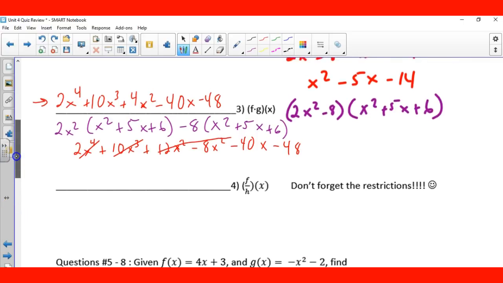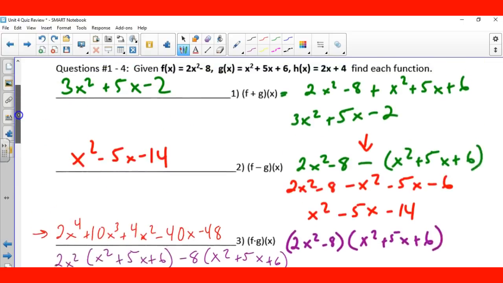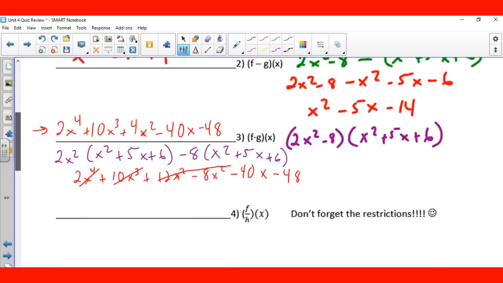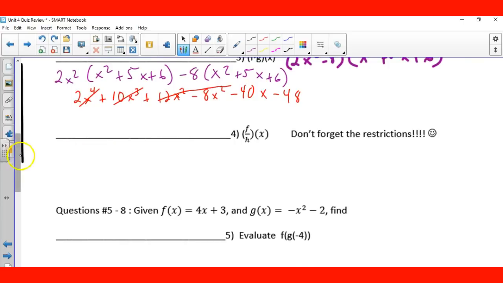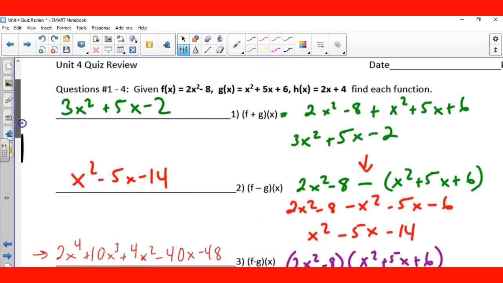Now we have f divided by h. Now, don't forget the restrictions. Let's write this out. The function f divided by h, 2x plus 4. So we have 2x squared minus 8 divided by 2x plus 4. That's h at the bottom right there. Is it 2x plus 4? Yep.